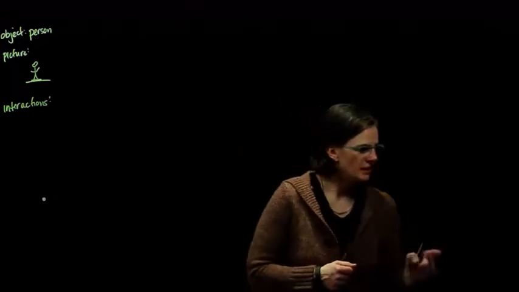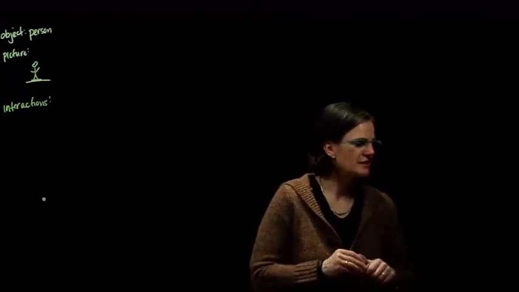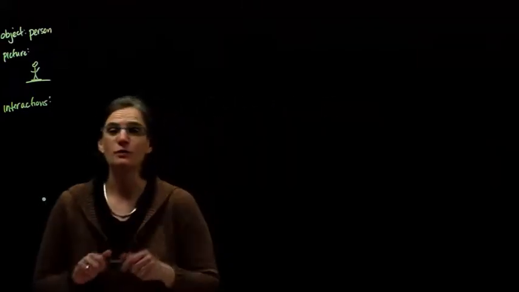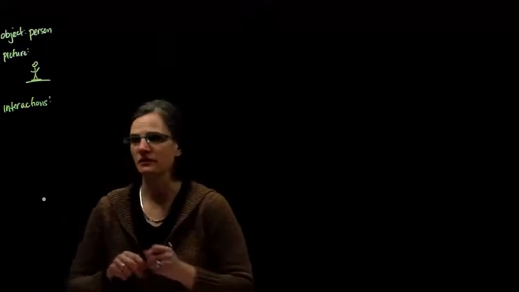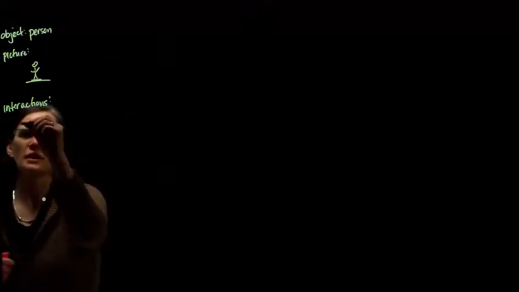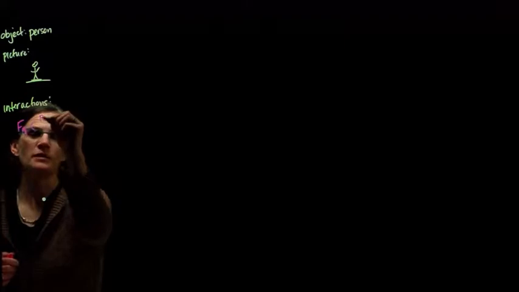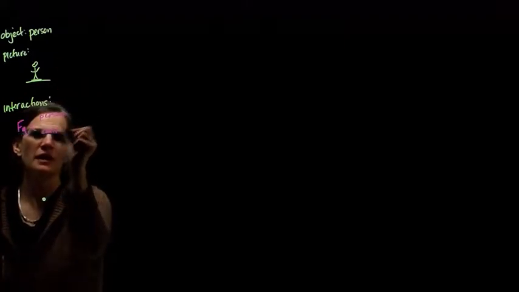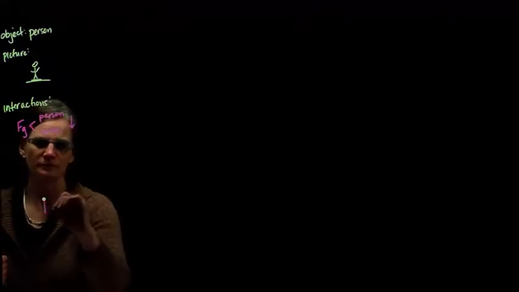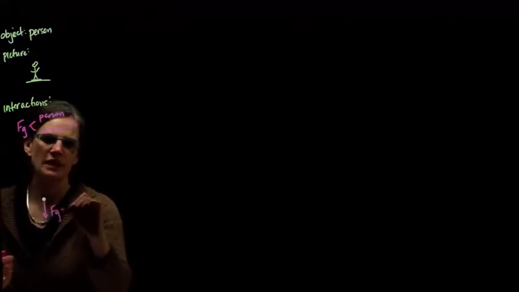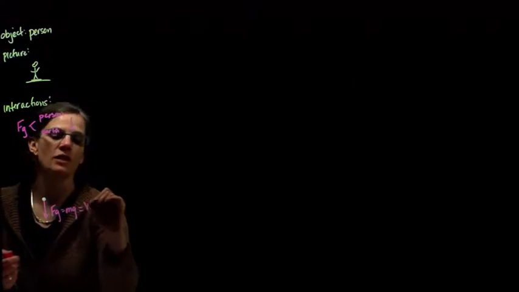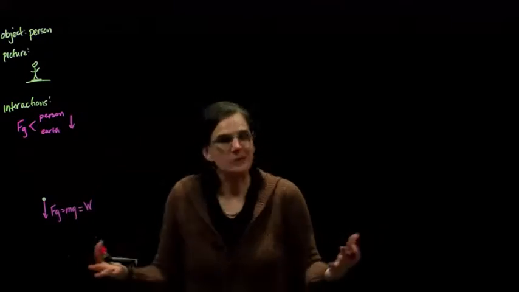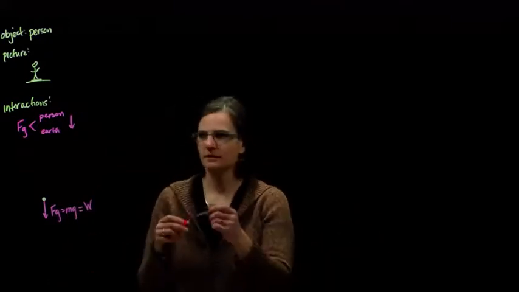It tells us that they look down and see that the scale is reading less than their weight. So what is actually interacting? What are the forces acting on this person in the elevator? Well, we know that there is the force of gravity, and that's between the person and the earth. The force of gravity acts down. So we have the force of gravity equals mg equals the weight. And this is what's going to be important. The force of gravity is the weight. It's the true weight of the person.